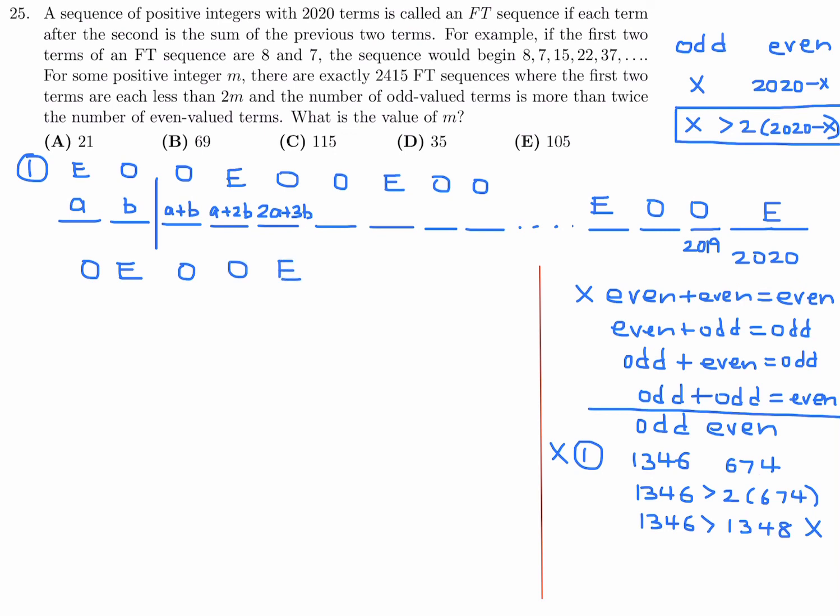Okay? Odd plus even, that's odd. Even plus odd is odd. All right. It looks like another EOO situation. The only difference is this time it's shifted a little bit. We started with an O, and then it's EOO, EOO, and so on.